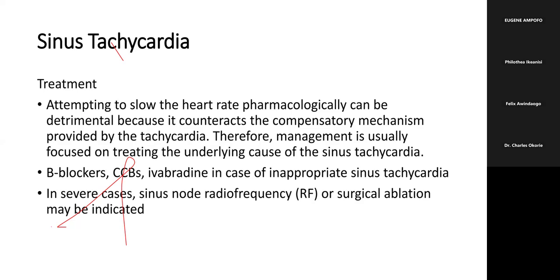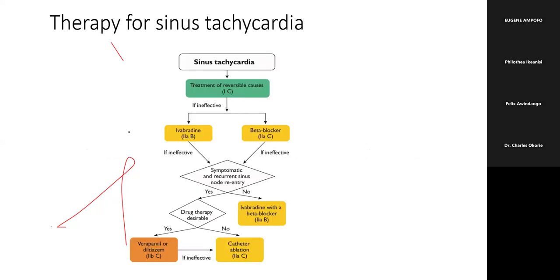If the patient has fever, anemia, or all that, it should be corrected. Then beta blocker, calcium channel blocker, ivabradine in case of inappropriate sinus tachycardia could also be used. Then in severe cases, sinus node radiofrequency or surgical ablation may be indicated. So for therapy of sinus tachycardia as recommended by the ESC guideline, the first recommendation, which is 1C, is treatment of reversible causes.